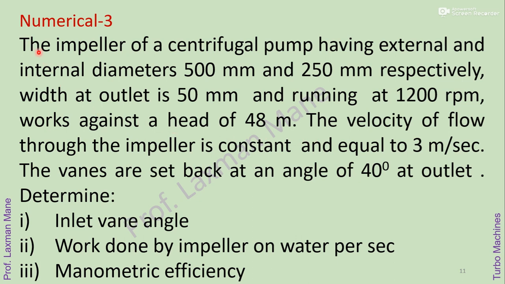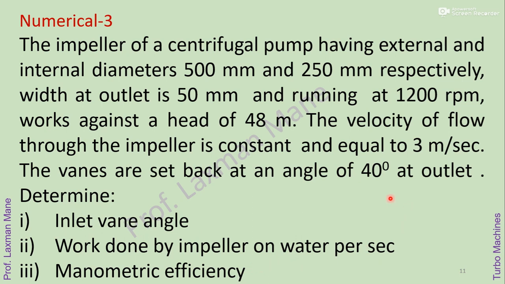Next numerical, the impeller of a centrifugal pump having external and internal diameters 500 mm and 250 mm respectively. Width at outlet is 50 mm and running at 1200 rpm. Works against a head of 48 meter. The velocity of flow through the impeller is constant and is equal to 3 meter per second. The vanes are set back at an angle of 40 degree at outlet. Determine inlet vane angle, work done by impeller on water per second and manometric efficiency.